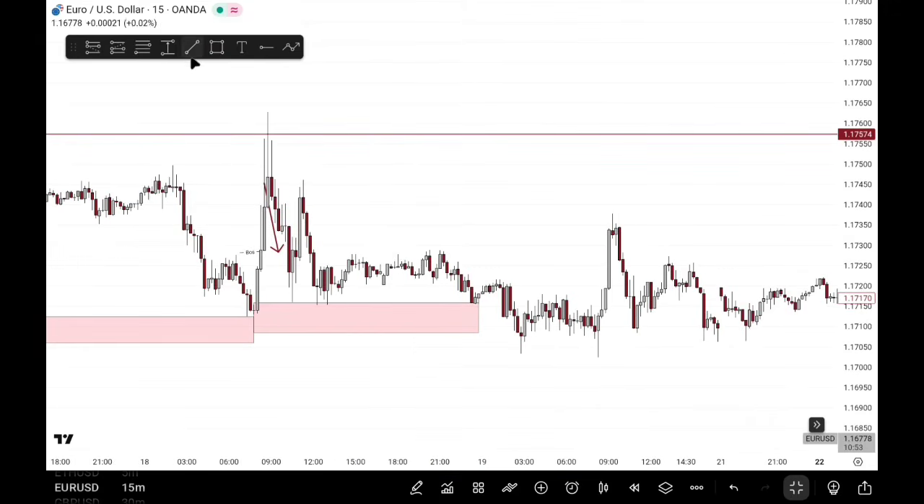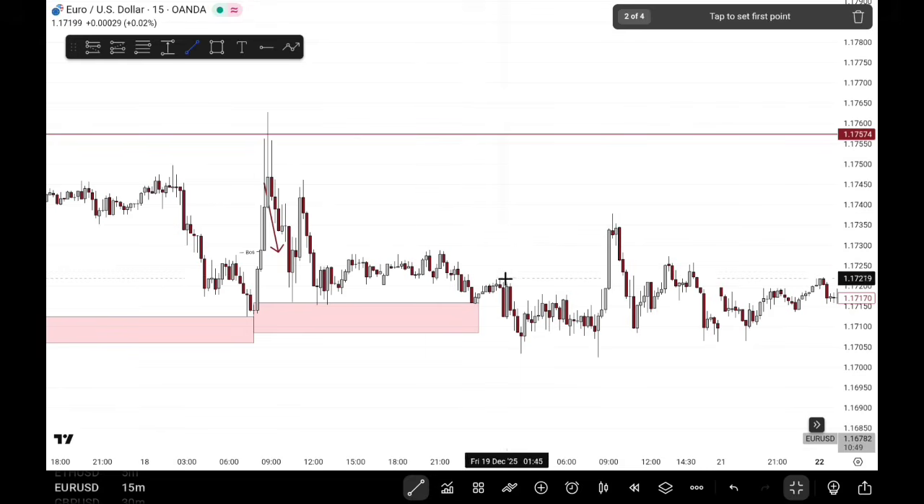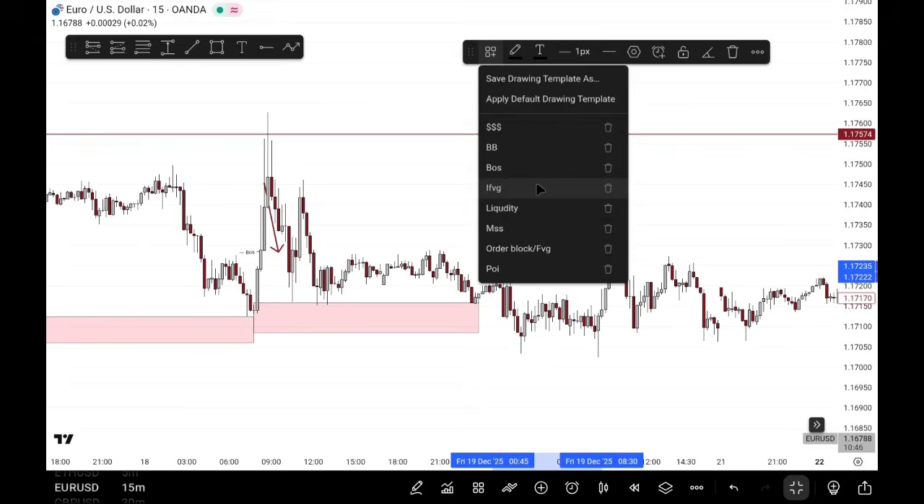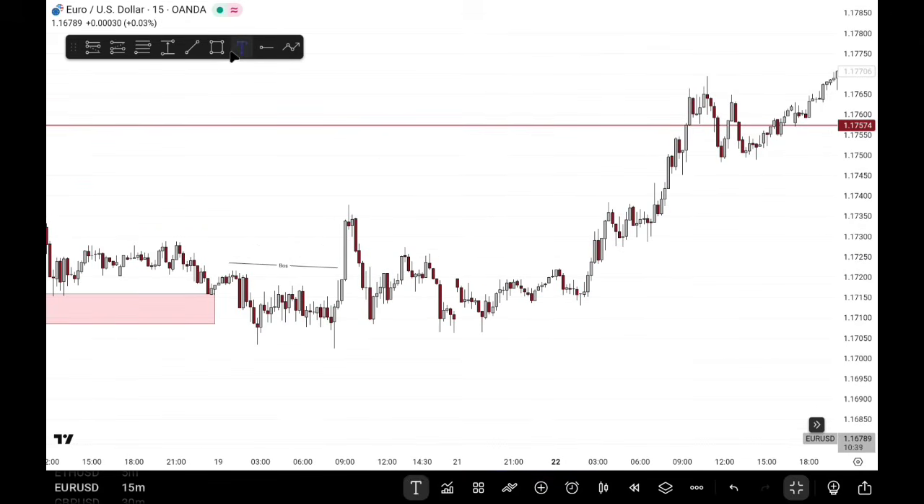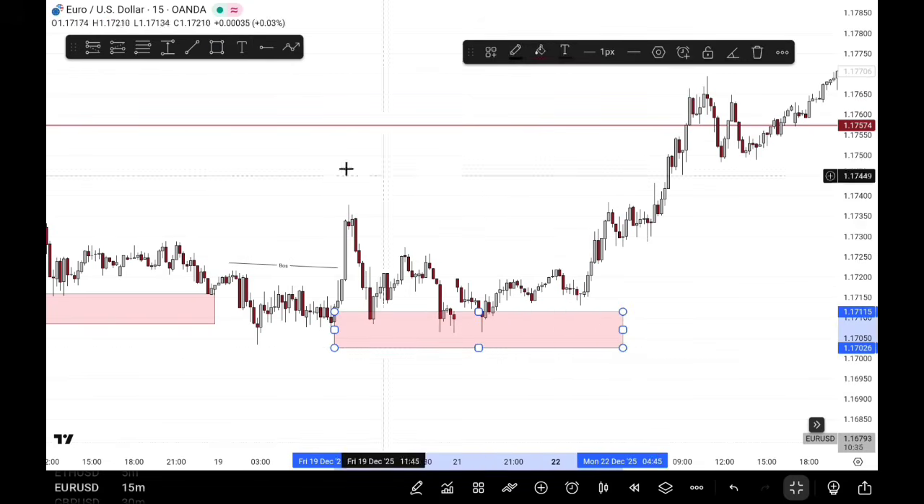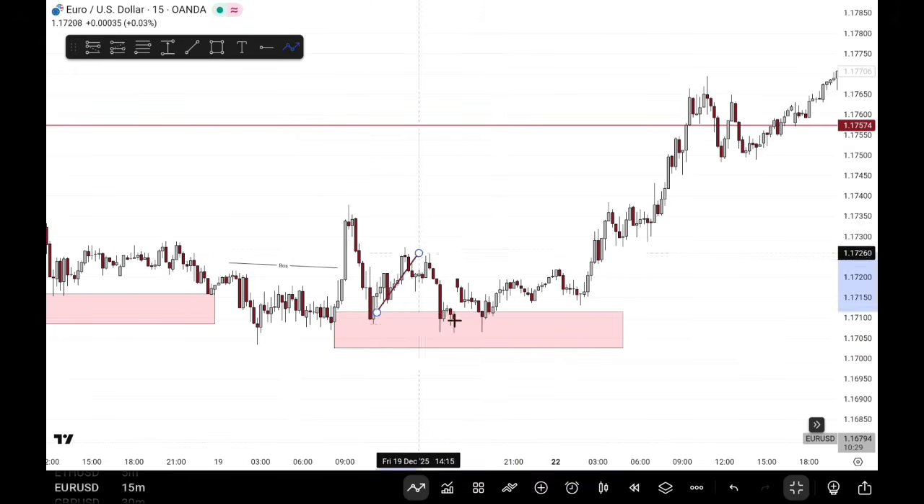After the consolidation, we also have another internal break of structure at this point. Price is tapping from the origin that caused the internal break of structure, and it uses that side as a support zone. So price tapping and using that side as a support zone is why you are seeing this move.